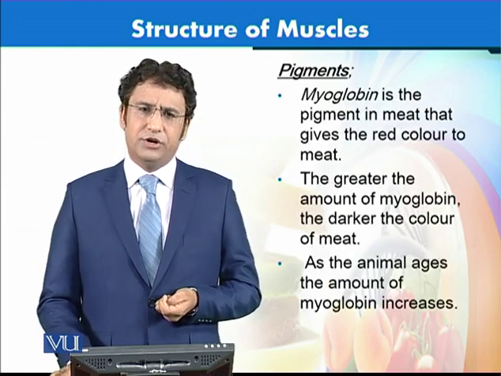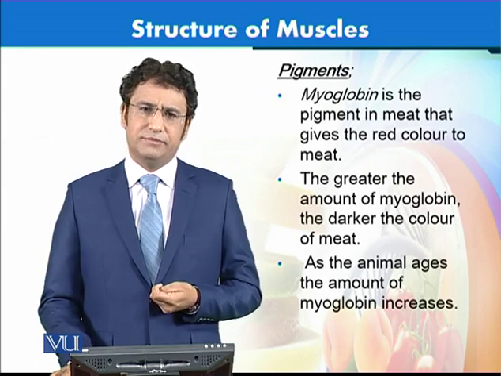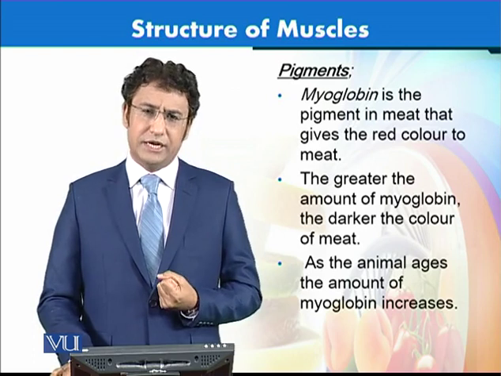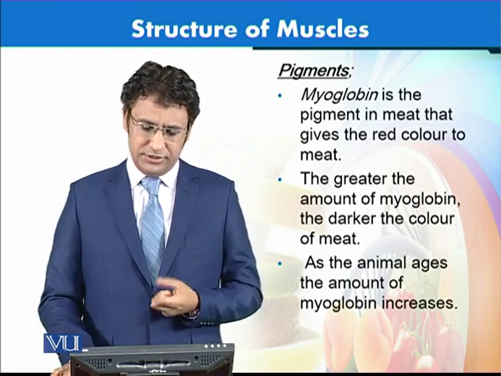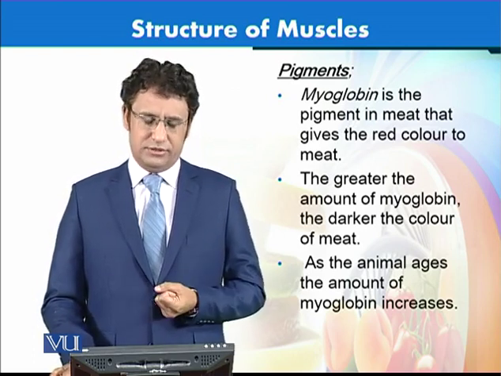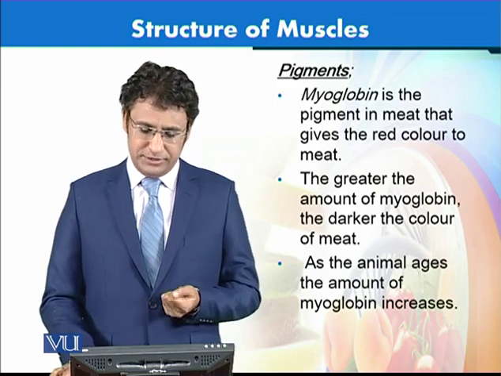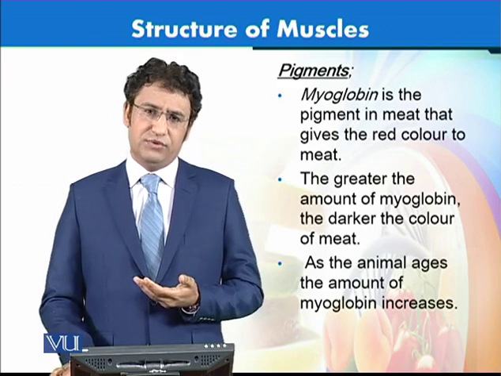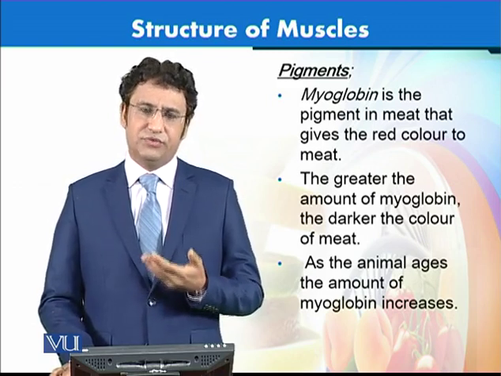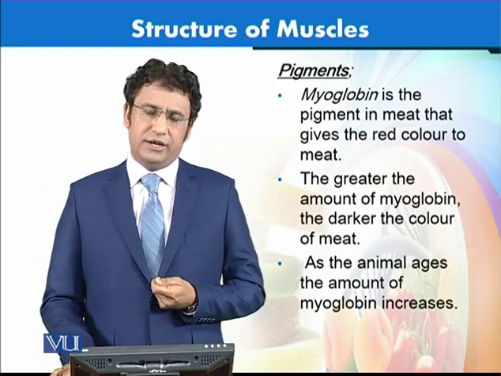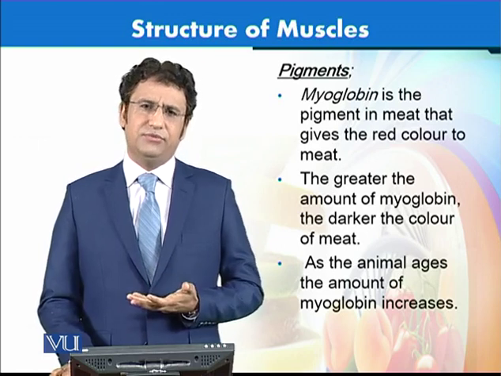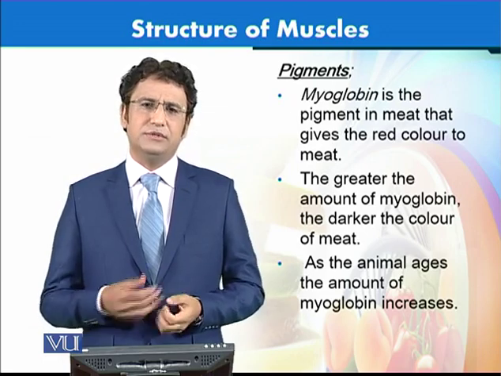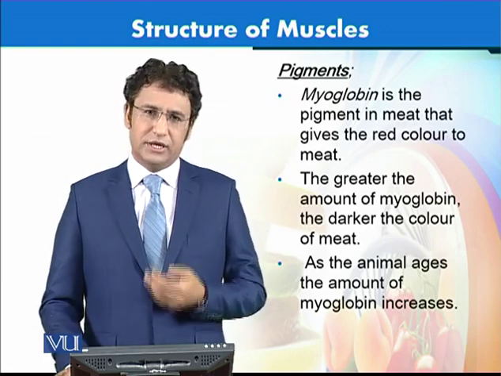There are different kinds of pigments as well that indicate the quality or age of the animal, such as myoglobin. It is a red pigment in meat that gives the particular red color to meat. If you have a higher amount of myoglobin, we would have a higher intensity of red color in the meat. It also indicates the age of the animal. If we have an old animal, it would have more myoglobin. And if we have a younger animal, the color would be lighter.